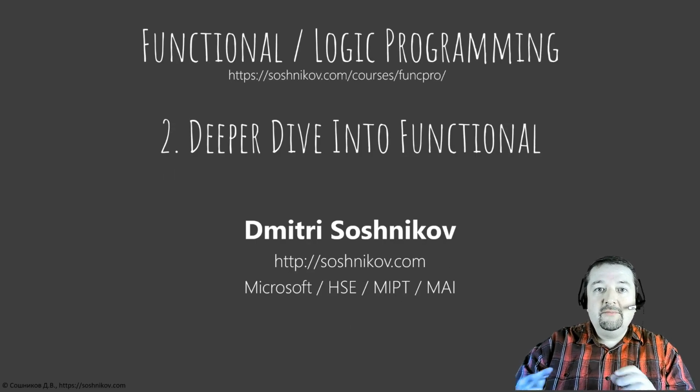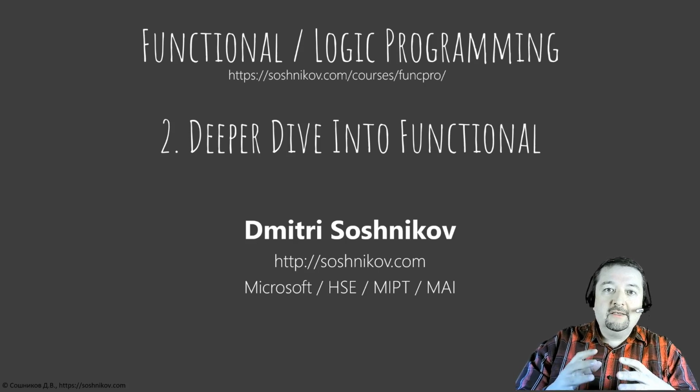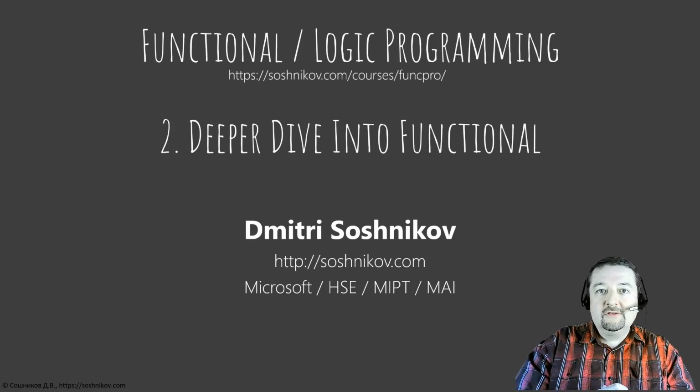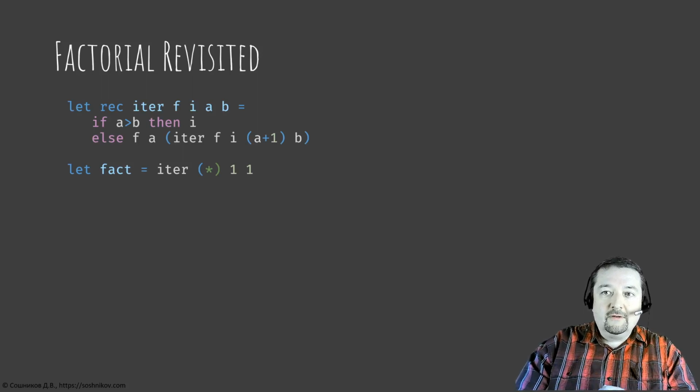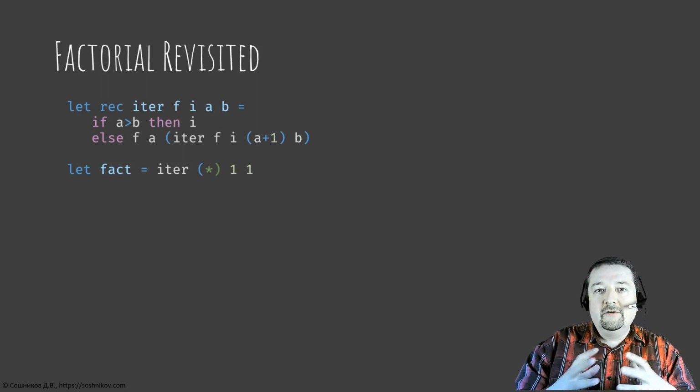Today we'll dive deeper into functional programming, starting with some language features and talking about recursion, and then going deeper into relations with lambda-calculus, different computational orders, and those kind of things. So let's start by revisiting the function that calculates factorial through a more generic function called iter, which we talked about during our last lecture.